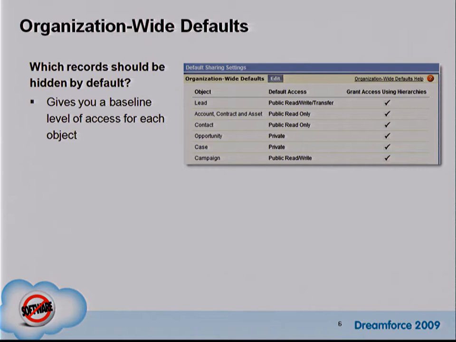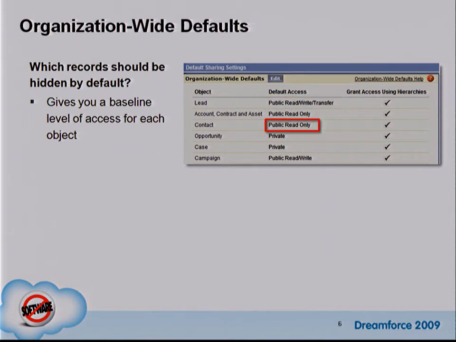If we take a look at the screen here, we can see leads have been set to public read-write, or public read-write and transfer. This is the most open default setting. This means that all users can view all lead information. They can edit all lead information regardless of who owns it. So that's our first setting of organization-wide defaults, public read-write or public read-write and transfer.